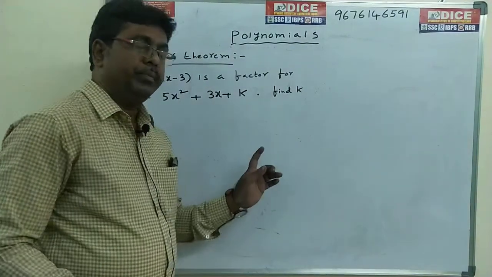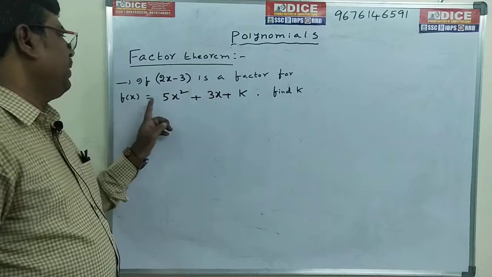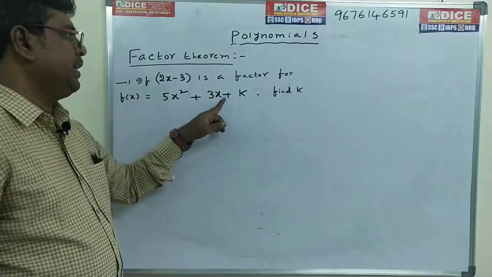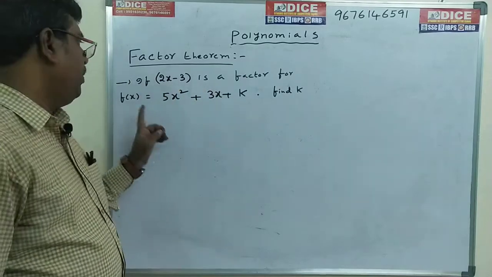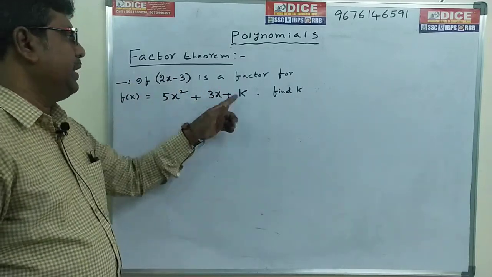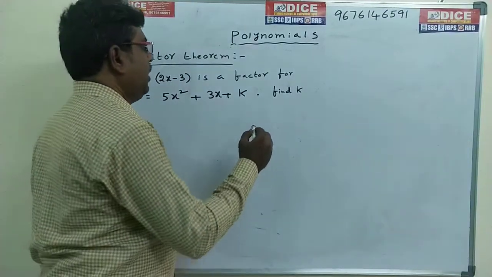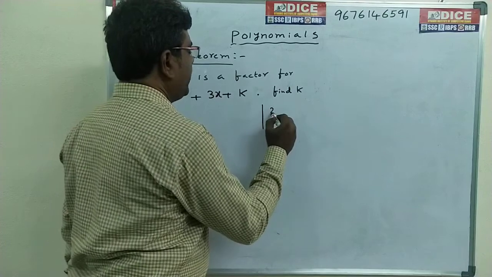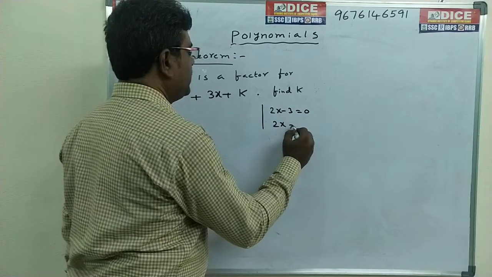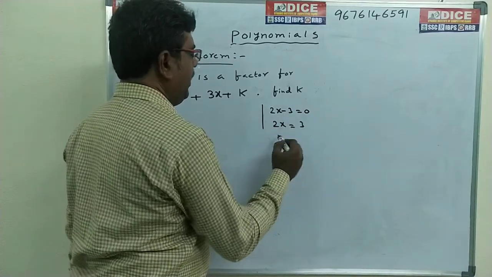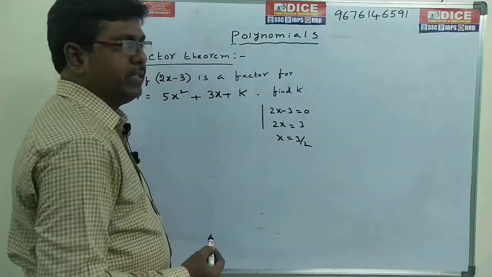Now the last problem. If 2x minus 3 is a factor for f of x is equal to 5x square plus 3x plus k, find k. Same process. So first of all, 2x minus 3 is equal to 0. 2x is equal to, sending to the other side, plus 3. X is equal to 3 by 2. So the value of x is 3 by 2.